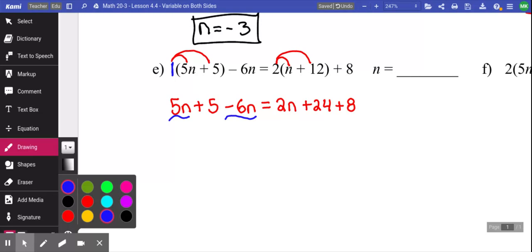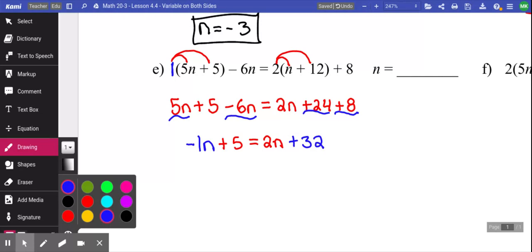The 2n is on the right side, so it can't combine. Yeah, you'd have to subtract it, right? Or you get minus 1n. So when I combine those, I get minus 1n. And then it's still plus 5. Equals, on the right side, there's a 2n, but there's more like terms on the right side. We have a plus 24 and a plus 8, which is plus 32.